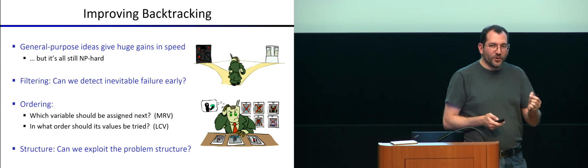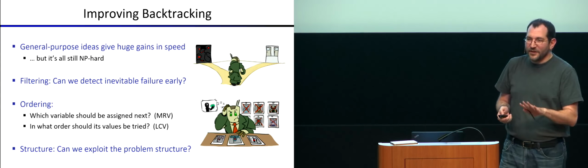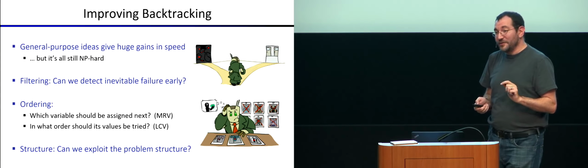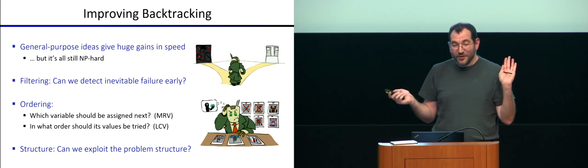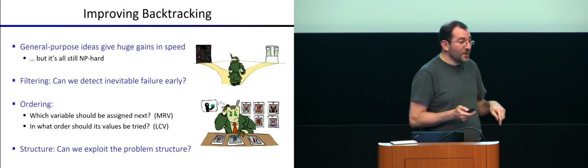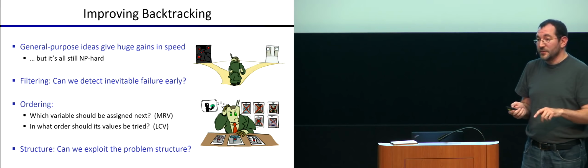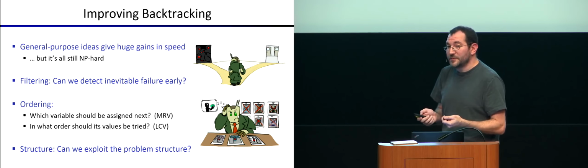but once you've picked a variable, you have to decide what order you're going to try the values. And this is a very, very different story because you don't actually have to try all the values. If the first one you try works out, great, you don't have to try the rest. So we want to be pessimistic when we pick a variable, but we want to be optimistic when we pick a value. So we're going to pick values that appear to be most promising.